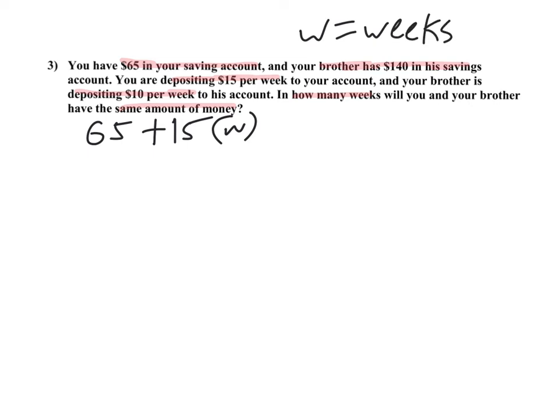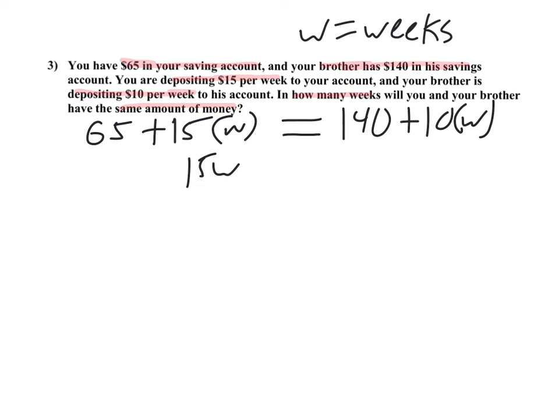And we're going to set that equal to our brother because we're trying to figure out when we have the same amount of money as him. He has 140, so he starts out with that value, and he is adding $10 per week to his bank account. So what we're going to do is we need to combine like terms. So this 15 is distributed to the W. You got your 15W is equal to 140 plus 10 distributed to the W, which is 10W.